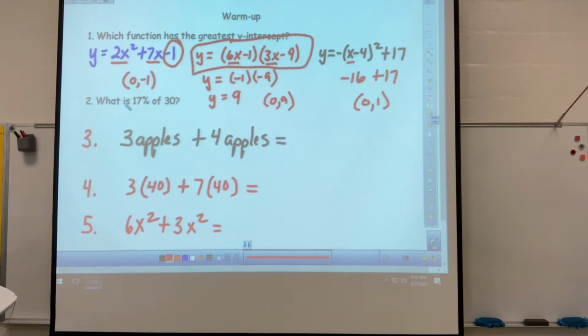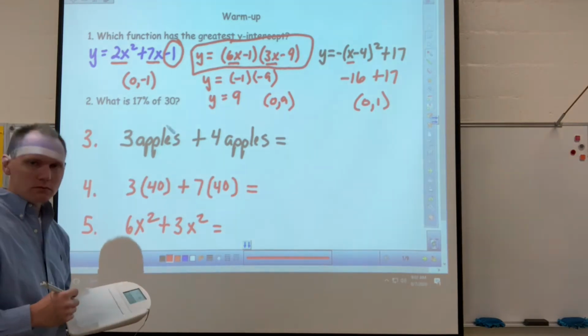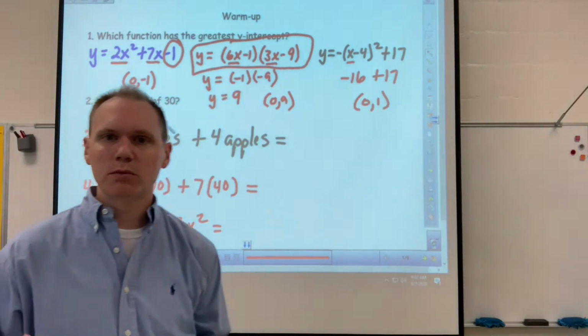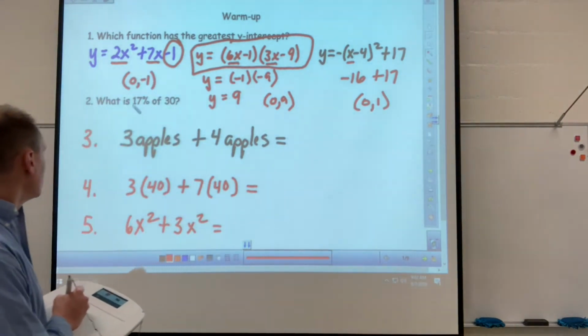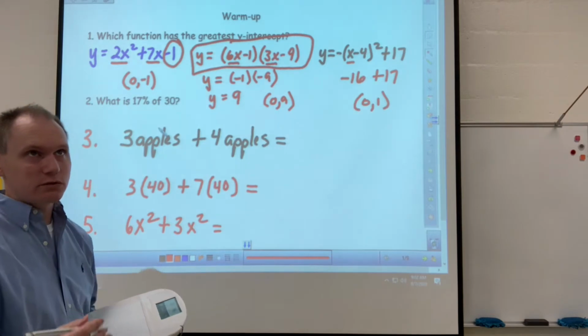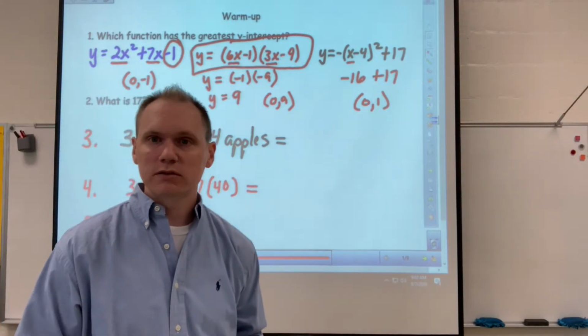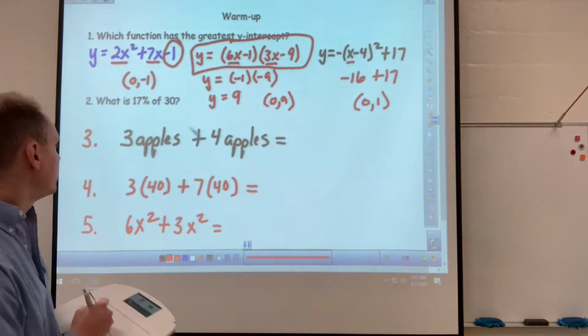All right, number 2, what is 17% of 30? As we've talked about before, just multiply the 2 numbers involved without any trailing zeros. So it'll be 17 times 3. 17 times 3, let's see, 10 times 3 is 30. 7 times 3 is 21. So it'll be 51.